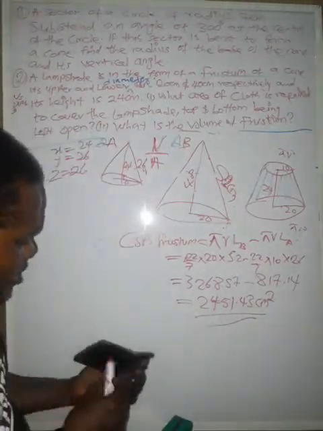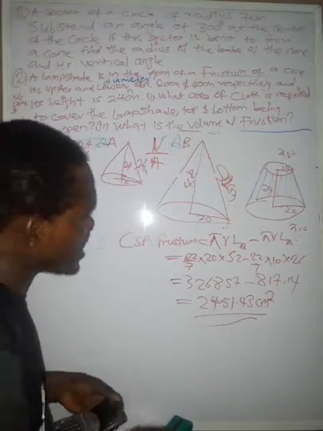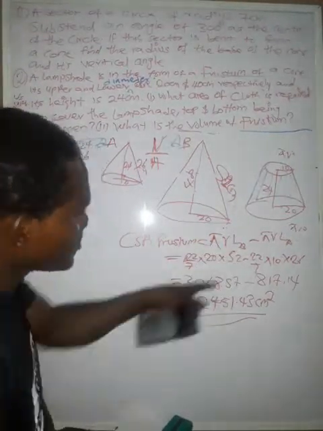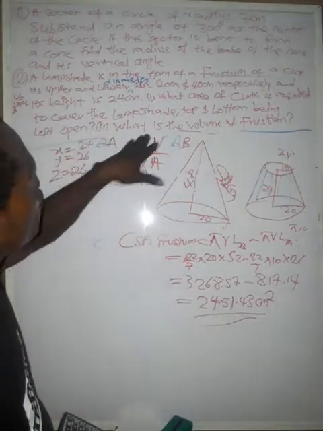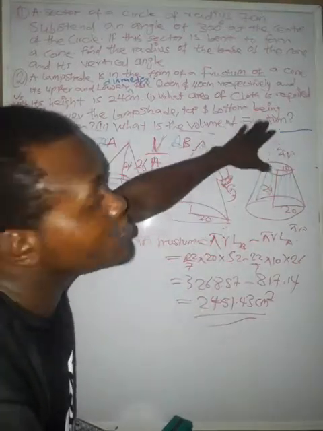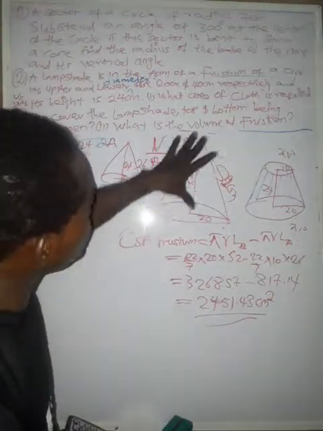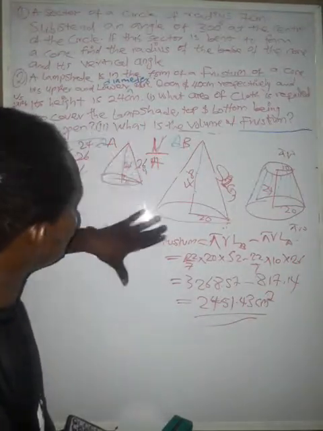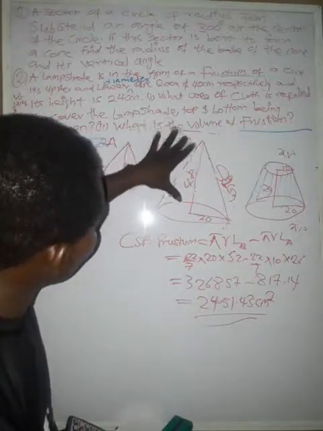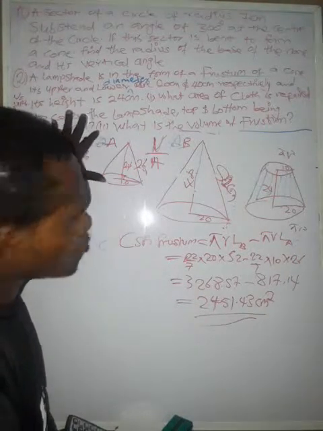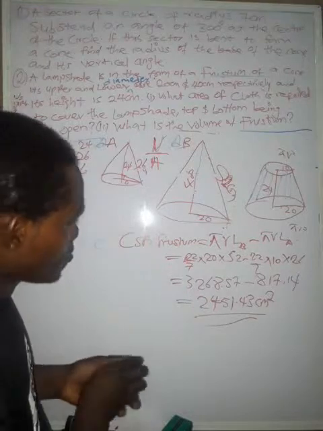So this is how I've calculated the curved surface area of the cone, which is pi r l. Then we have this. Now the question, number 2: what is the volume of the frustum? We still go with the same method: you find the volume of the whole shape, that means the volume of cone B, minus the volume of cone A. So we are subtracting cone A from cone B.